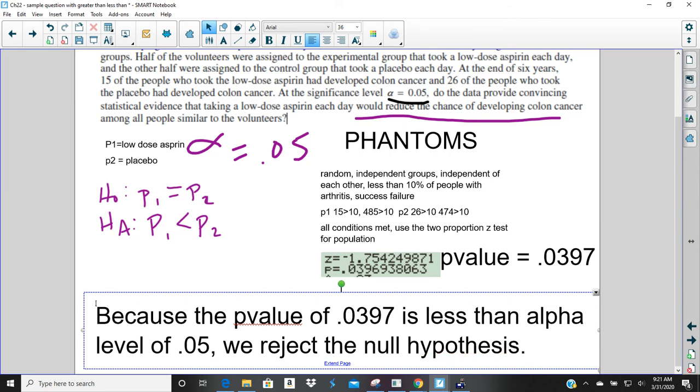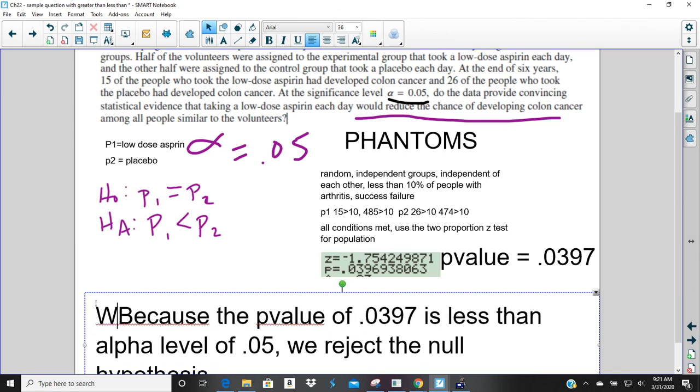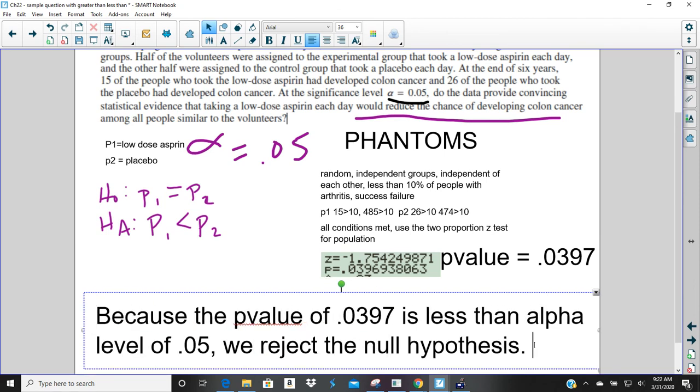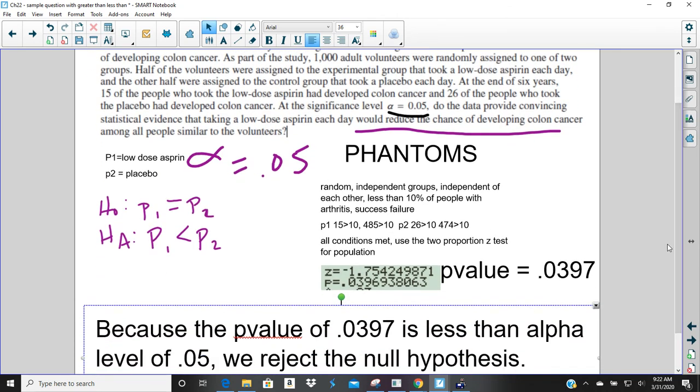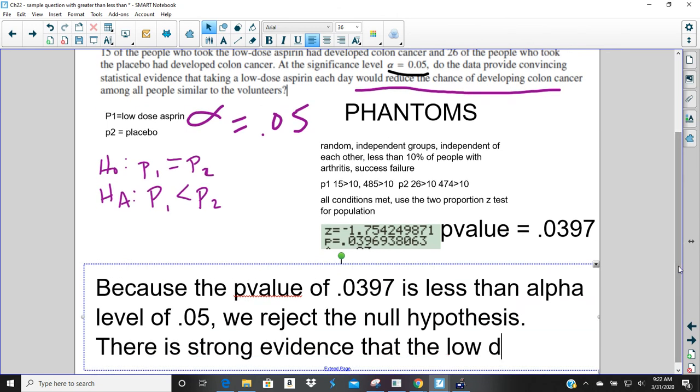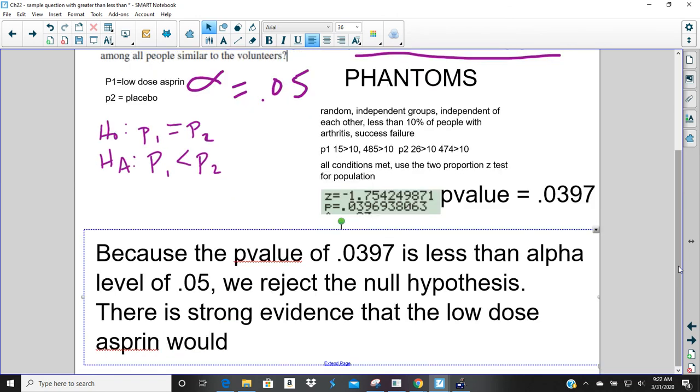And now we're going to state our conclusion. There is strong evidence that the low dose aspirin would reduce colon cancer. Okay.